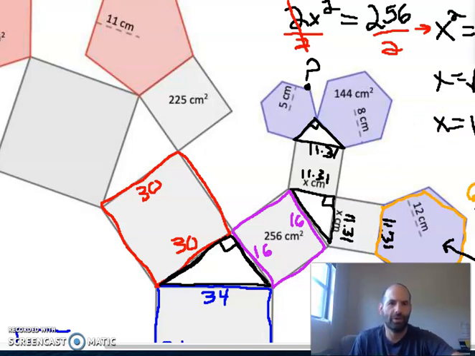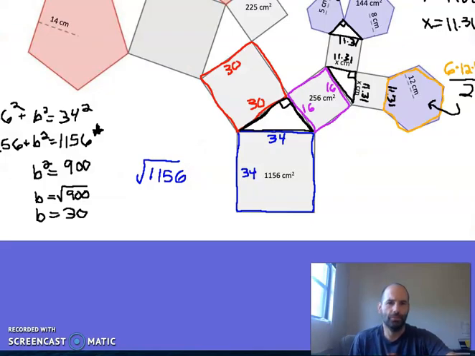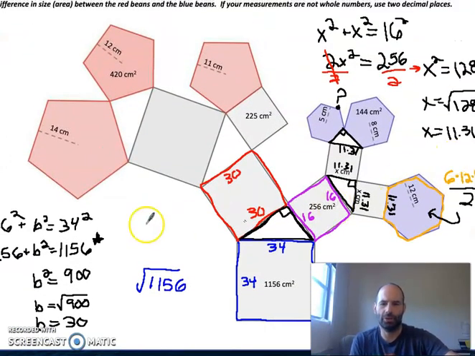Things to take away from this. When you have the area, you can square root the area to get the side. We know that from yesterday. All of these white triangles are right triangles. When they're right triangles, you can use the Pythagorean theorem: a squared, b squared, and c squared. We remember the area formula for regular polygons. That was the number of sides times the apothem times the side length divided by 2.